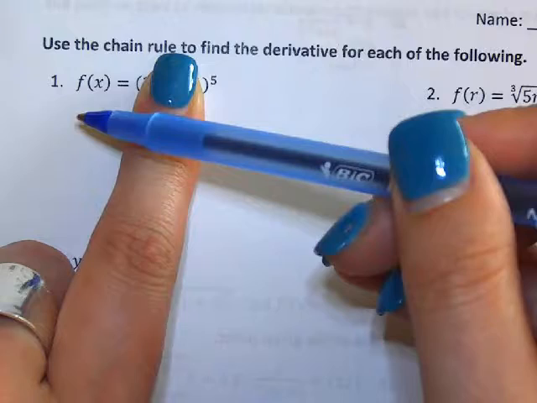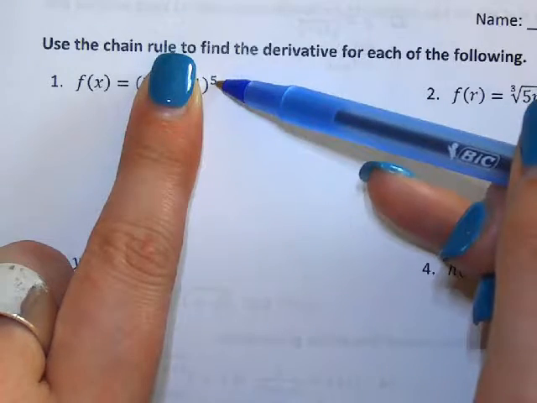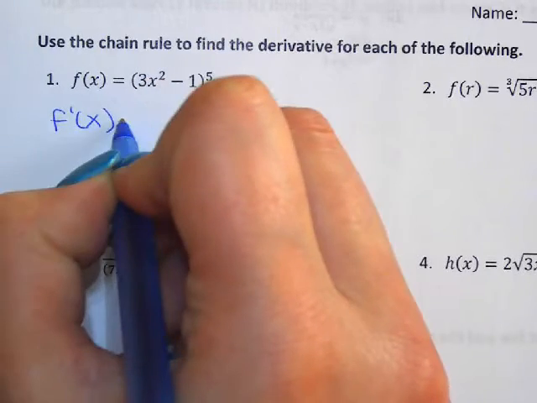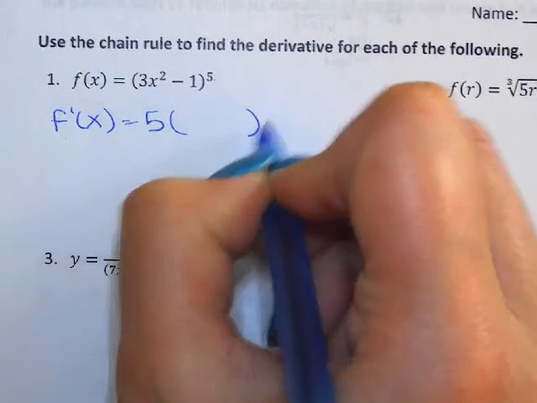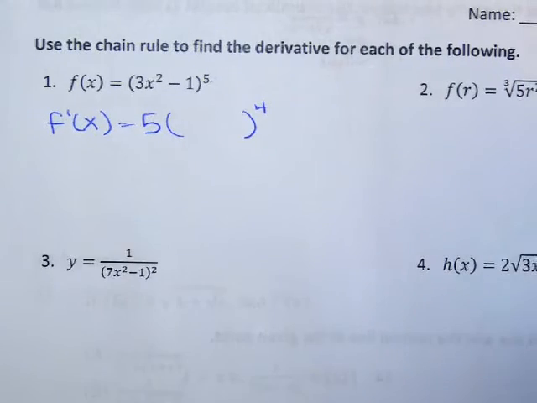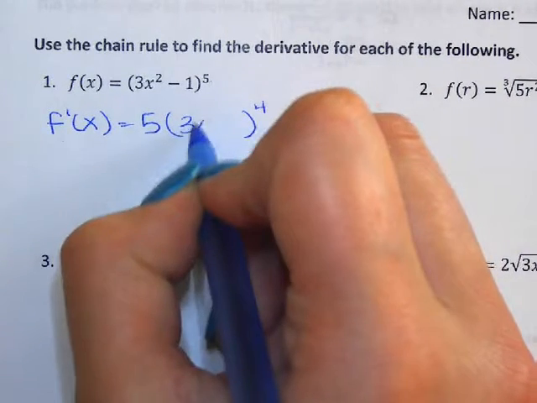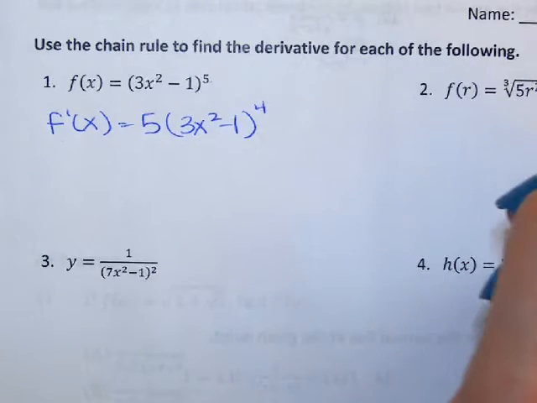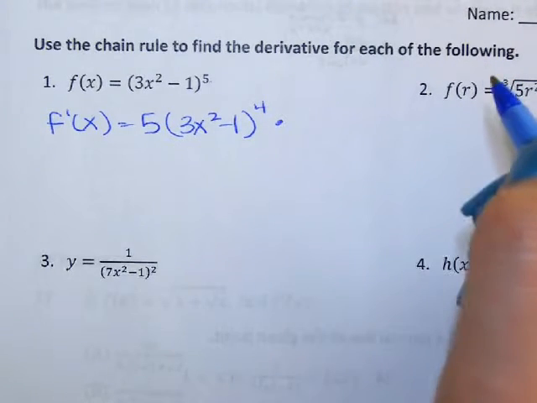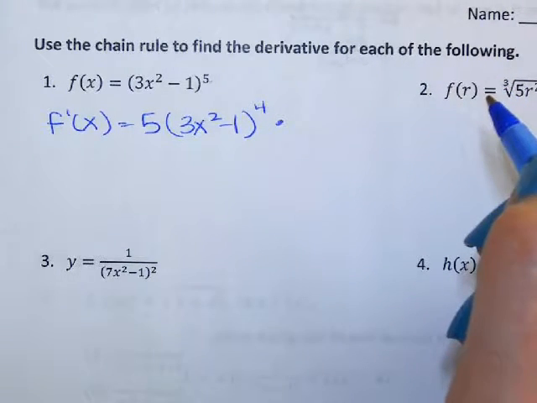You move it to the front, and then what happens to the 5? It becomes a 4. So we're going to say f prime of x, I'm going to move the 5 to the front, and then I'm going to drop the exponent by 1. And when I do that, I keep the inside the same. I don't mess with the inside. Then the chain rule, I'm making a chain here. Now I multiply by the derivative of the inside.